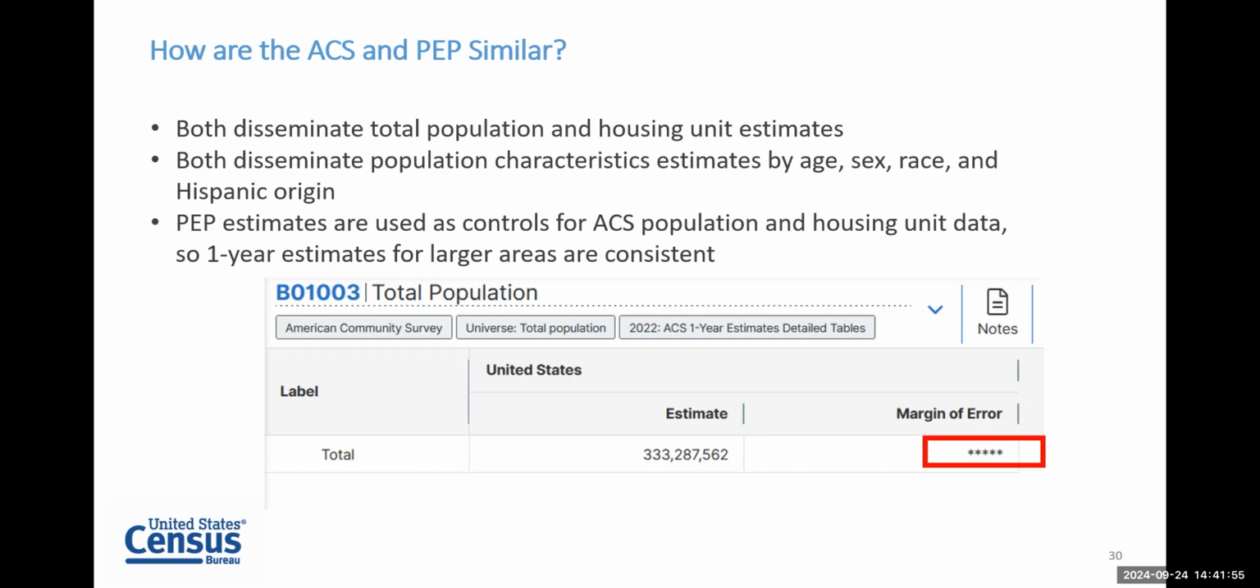And if you look at this table I have here, this is from data.census.gov. This is the 2022 American Community Survey, and this is the survey estimate for the total population. If you look at the margin of error, there isn't one, right? They have little stars there. And that's because it's controlled to the population estimates. So there's no sampling error in that survey estimate. And the reason we control the ACS estimates to the population estimates is basically to account for coverage error. That's the big reason in the survey.